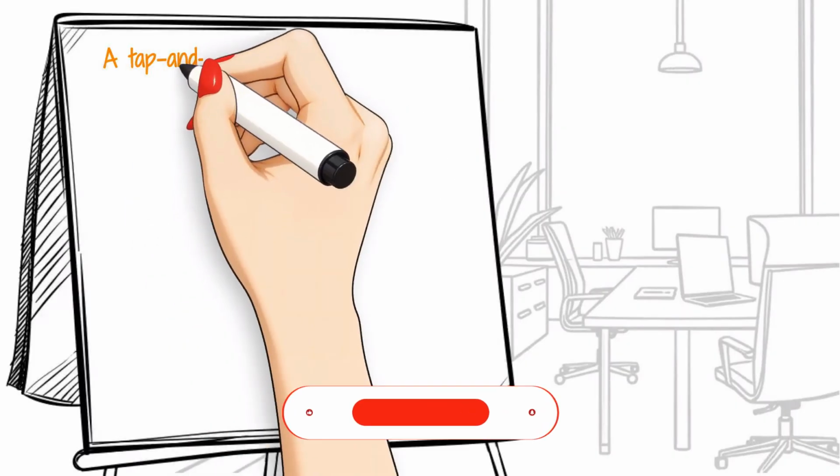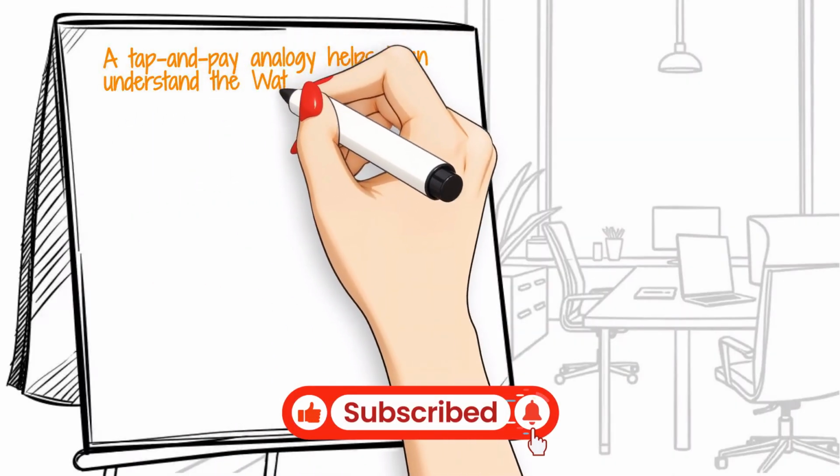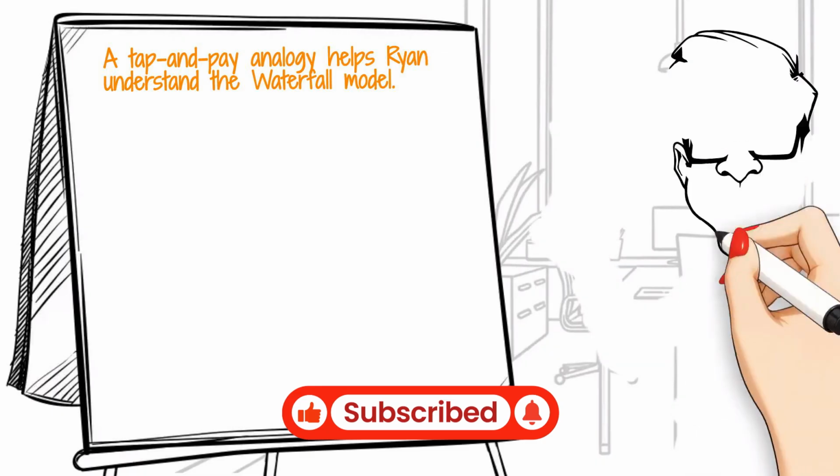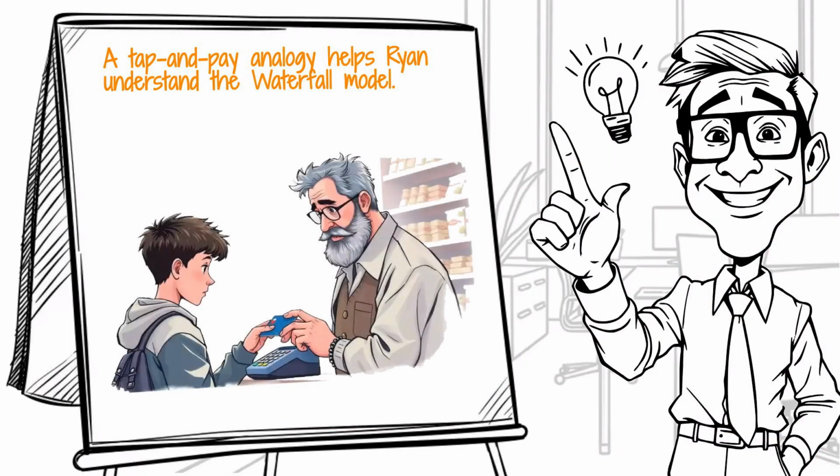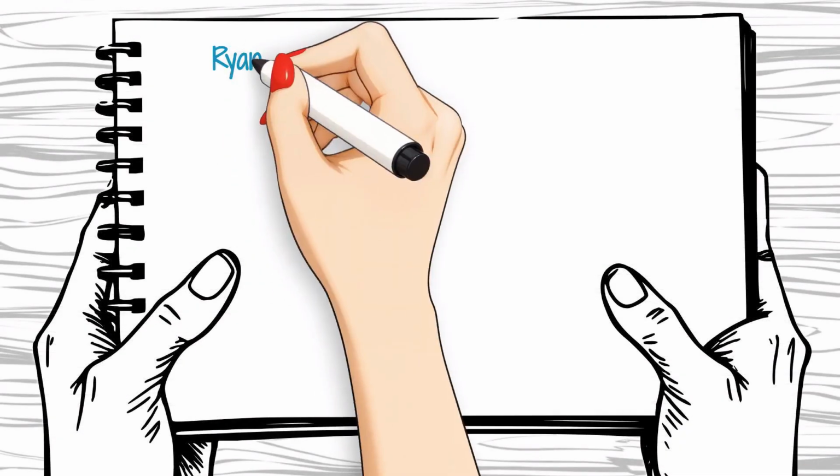Uncle Max gave a relatable example. Think of a tap-and-pay machine. It validates your balance before it initiates the transaction. Waterfall works the same way. One step must finish before the next can begin. Ryan finally understood. Ryan then asked, "Is there a better way?"